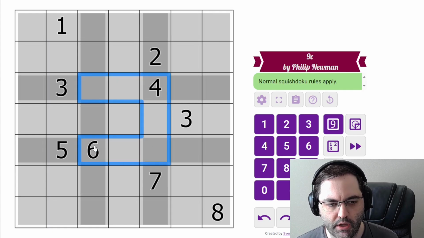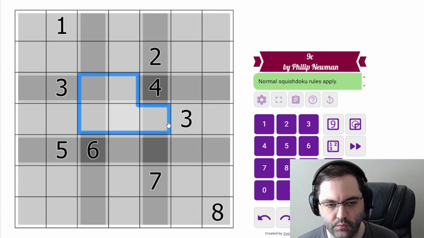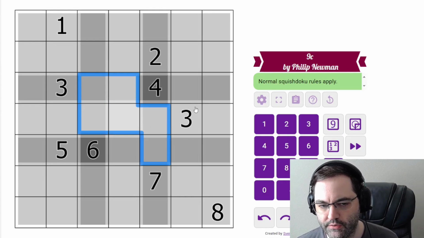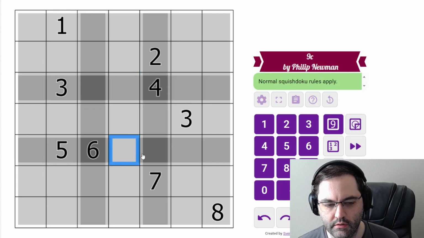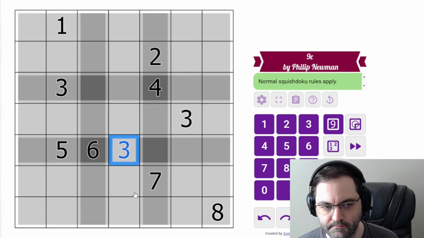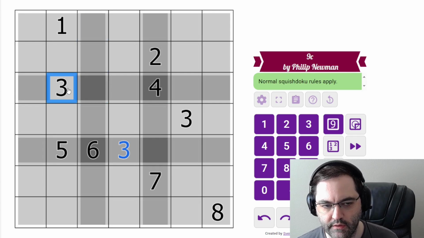So in the central box, where does 3 go? It doesn't go in these cells or these cells in the rows, but it also doesn't go here because that cell is in the same box as this 3. So that's a 3. Where does 3 go up here? Well, all of these cells are in the same box as this 3. This 3 covers these cells, so this is a 3.